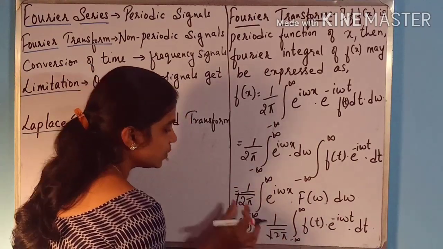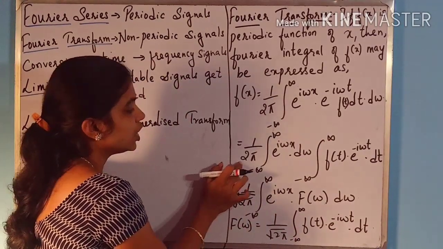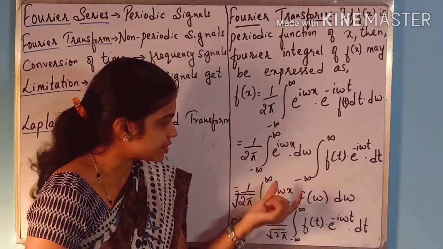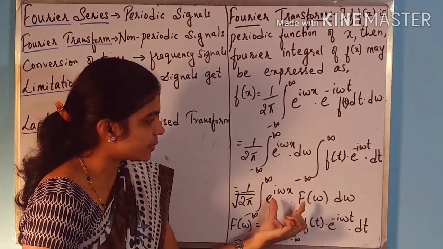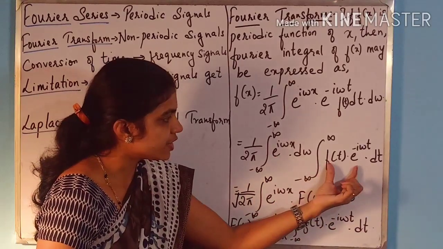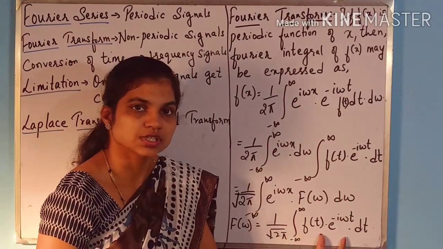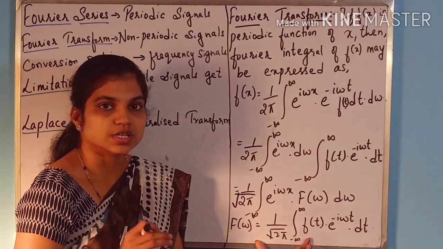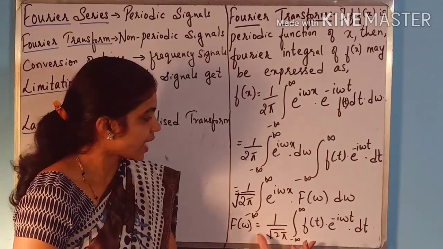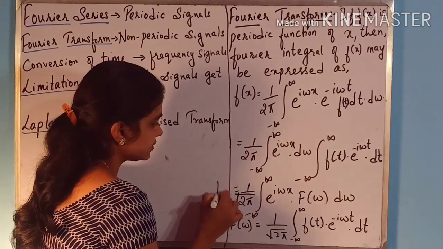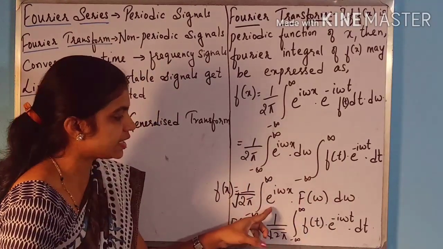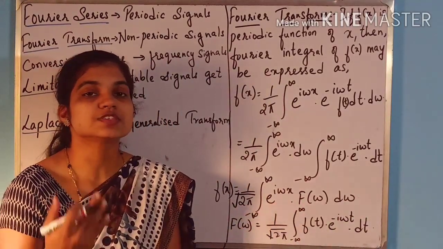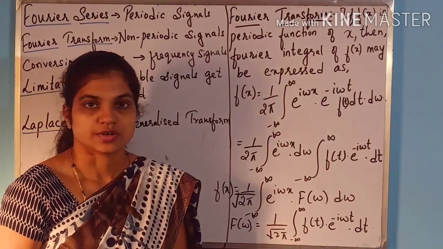Now, 1/√(2π) into 1/√(2π) gives 1/2π, and I have not changed the pattern of the expression. So e^(iωx) dω is in the same place, and f(t) e^(-iωt) dt is also in the same place. This is called the Fourier transform expression, and the expression where f(x) = 1/√(2π) ∫ e^(iωx) F(ω) dω is the inverse Fourier transformation.